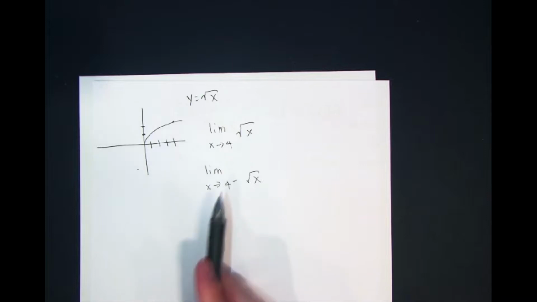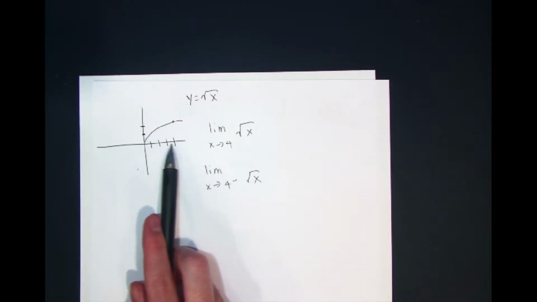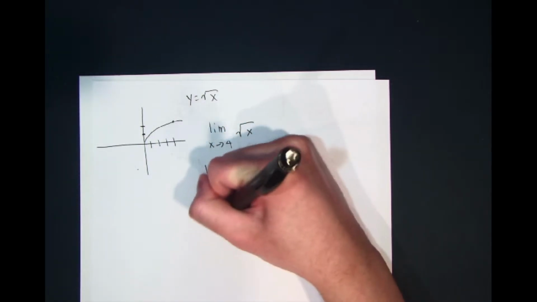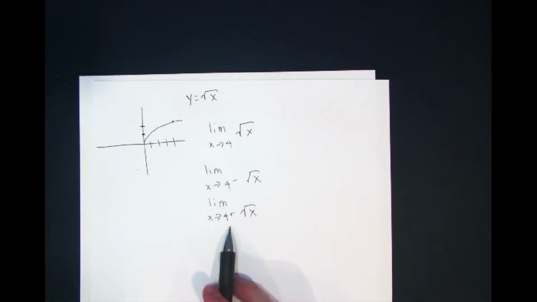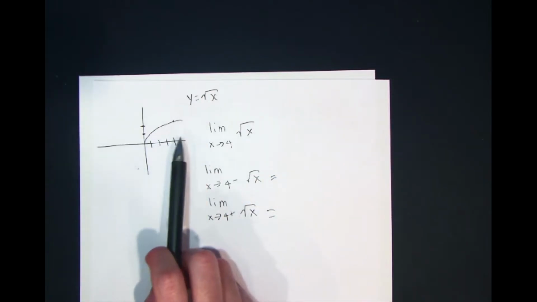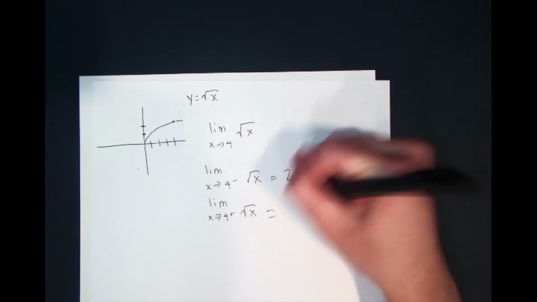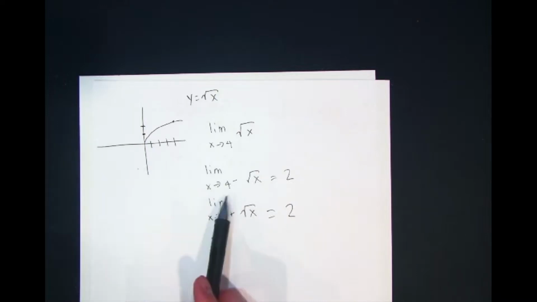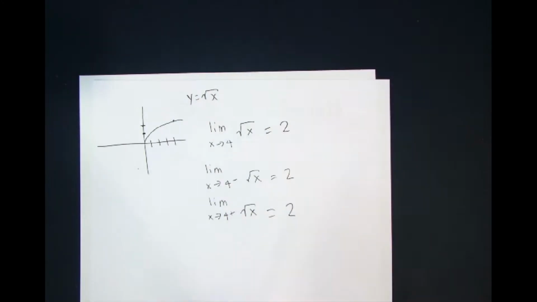And this is essentially what the square root of x is equal to as we get closer to 4 from the left side. Similarly, the limit as x approaches 4 plus of the square root of x. This notation is going to tell us what the function is equal to as x approaches 4 from the right side. And so in this case, they're both equal to 2. And so if both the left-hand limit and the right-hand limit are approaching 2, that means that the limit of the function overall is equal to 2.